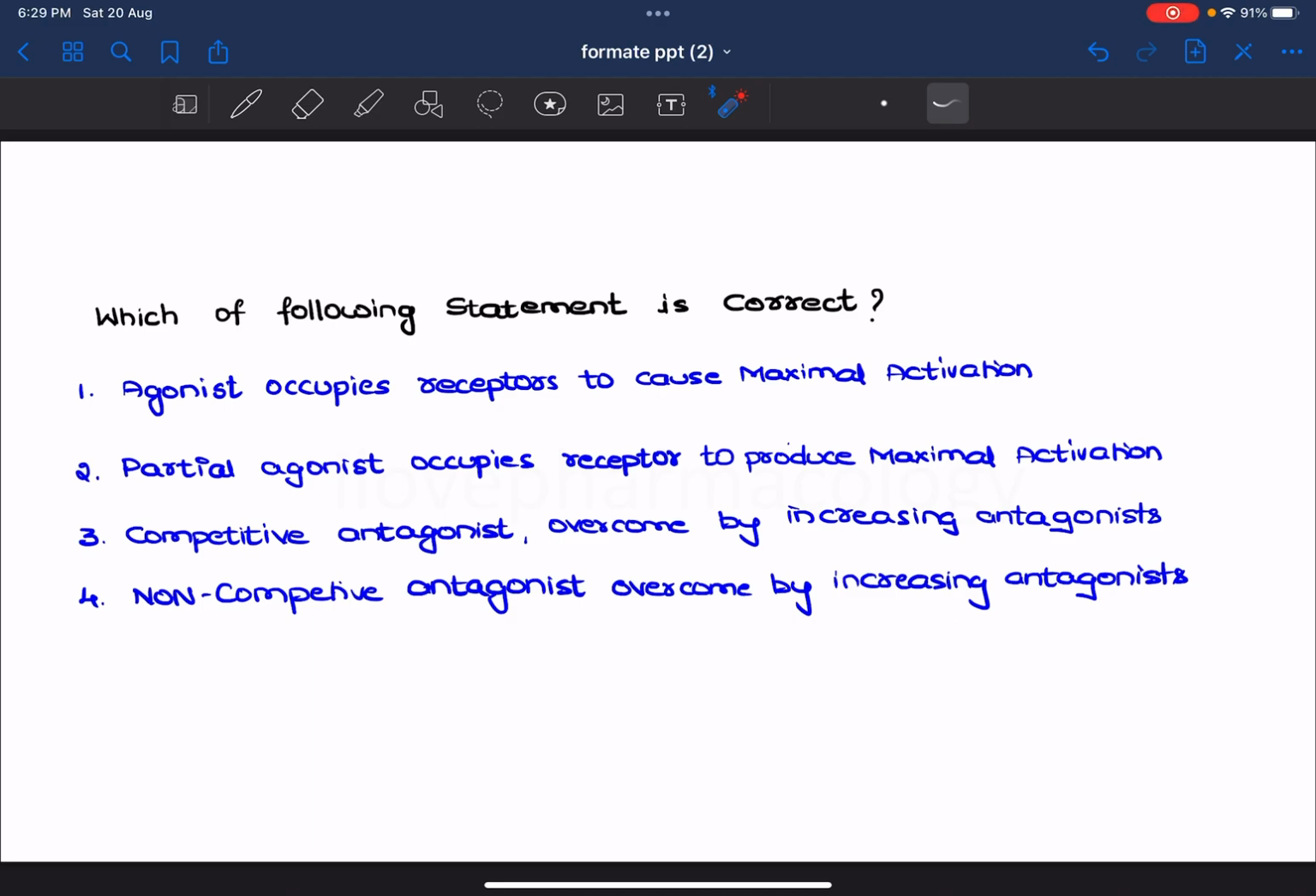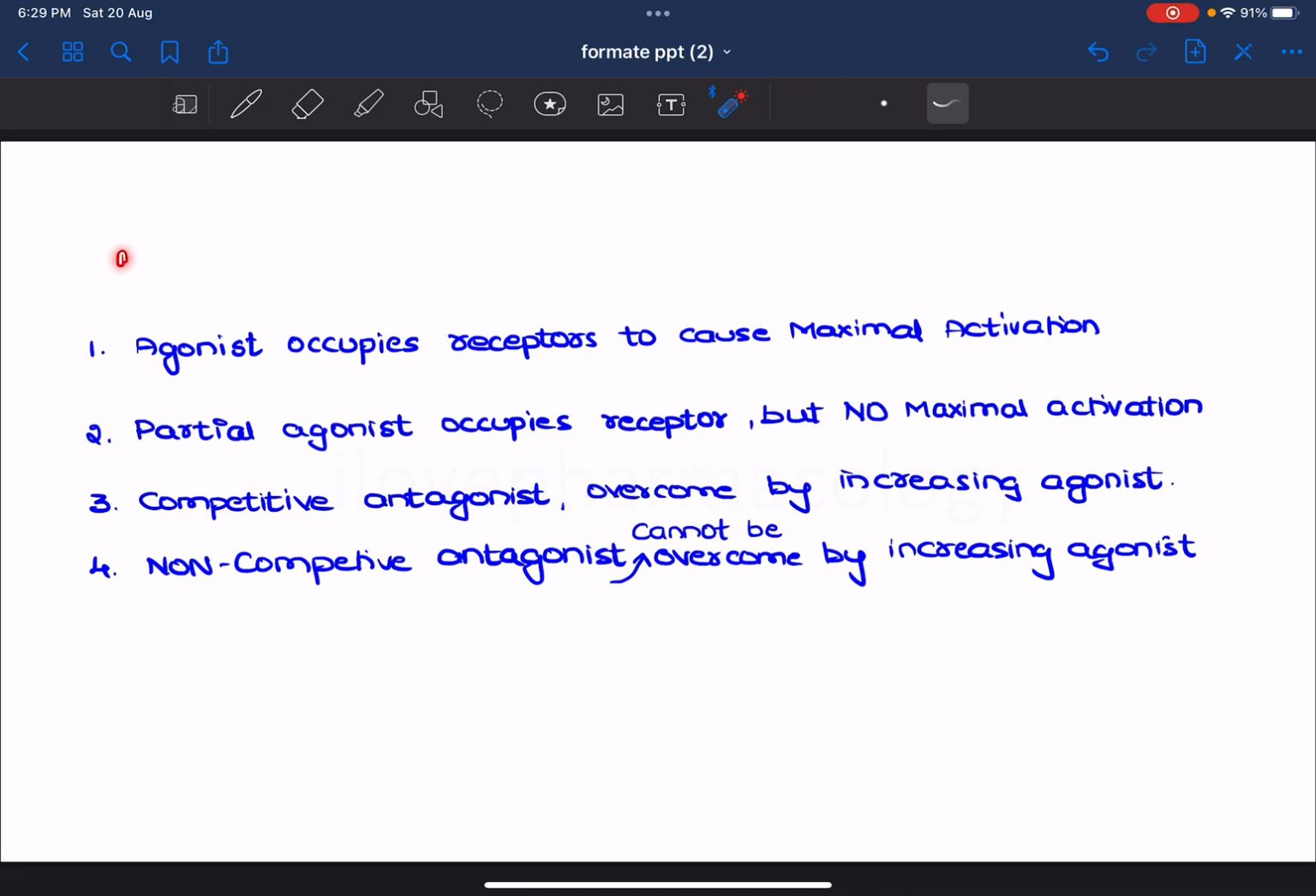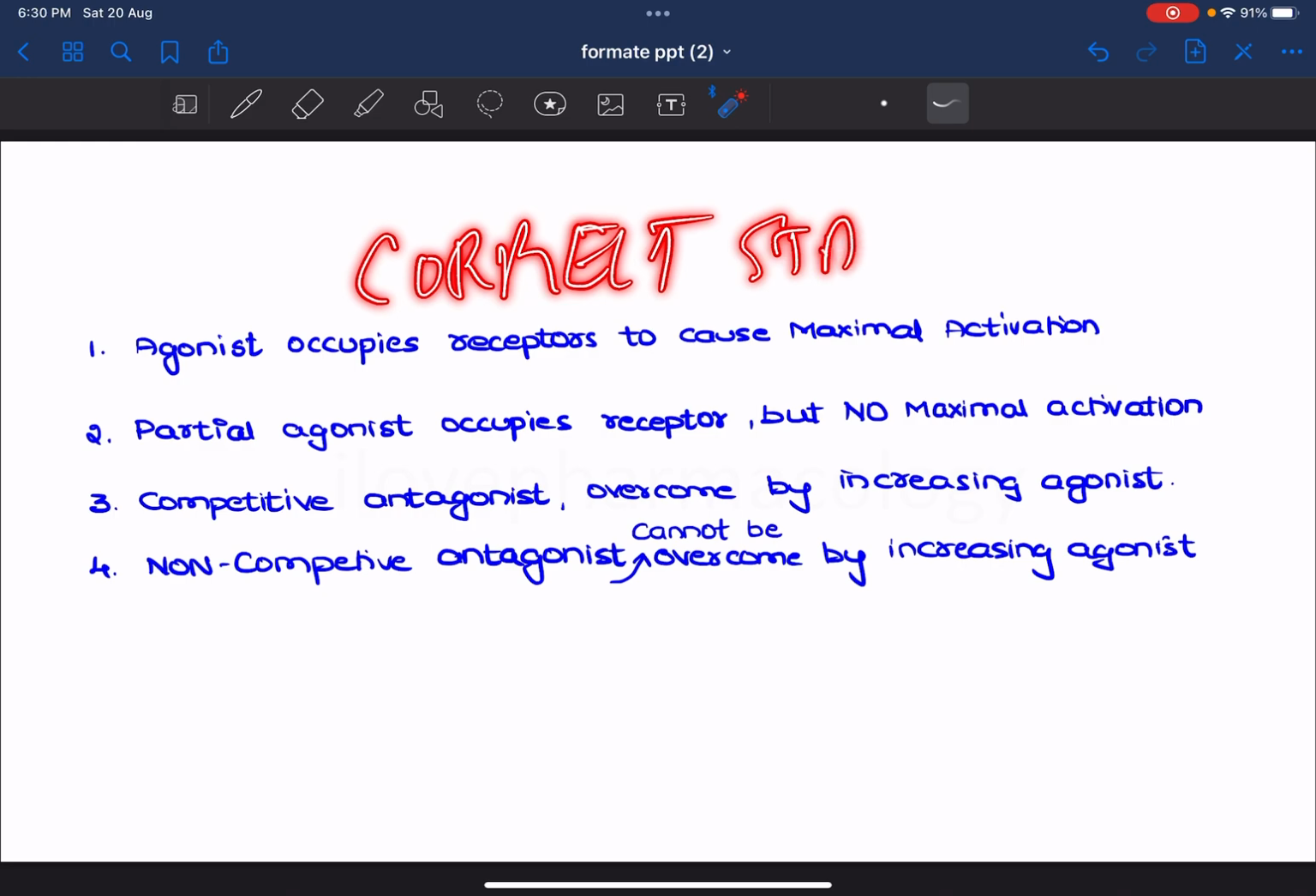So what are the things you should remember? These are the correct statements which you need to remember. Agonist usually occupies the receptors, thereby it produces the maximal response or maximal activation. Whereas the partial agonist will occupy the receptor, but there won't be any maximal activation or response. Whereas competitive antagonist can be overcome by increasing the dose of the agonist. In case of non-competitive type of antagonist, it cannot be overcome by increasing the dose of the agonist. So these are the correct statements you should remember.